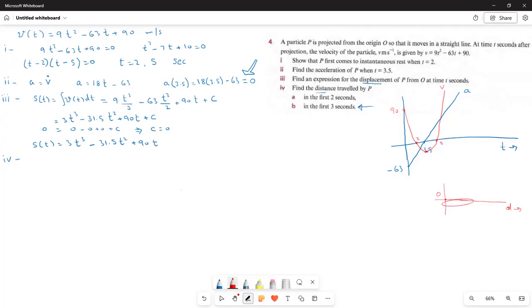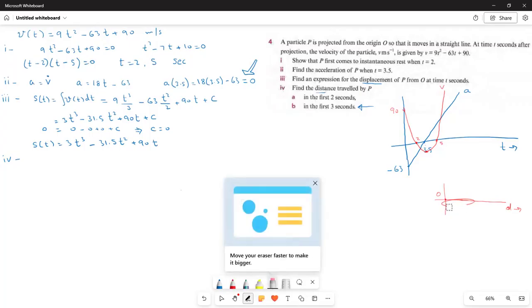Oh my goodness, what is this? Sorry, I didn't mean to draw this ellipse. Let me delete this one.